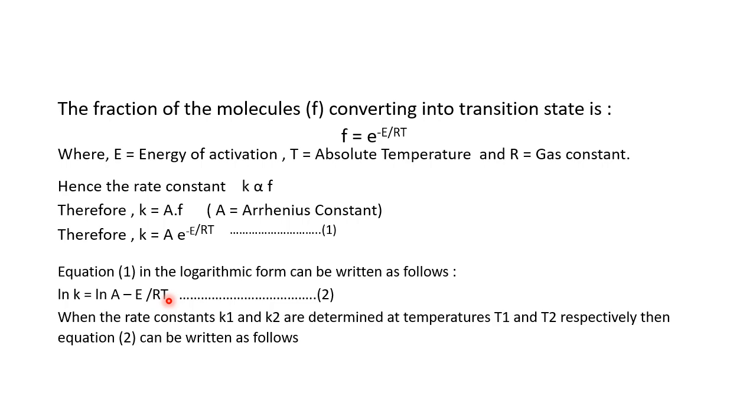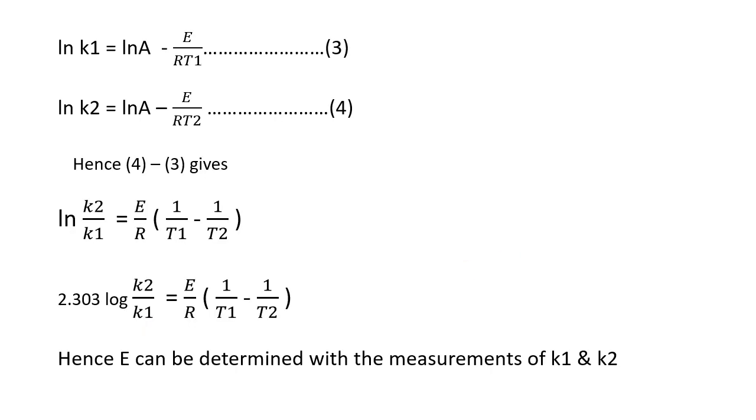Now when I consider rate constants K1 and K2 at two different temperatures T1 and T2 respectively, then this same equation 2 can be written as follows: ln K1 is equal to ln A minus E upon RT1. Similarly ln K2 is equal to ln A minus E upon RT2. Okay, now here my dear friends, please remember the condition is T2 is greater than T1. That means T2 is at a higher temperature as compared to T1.